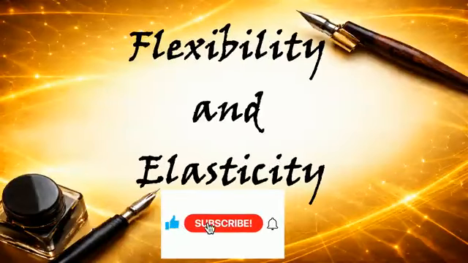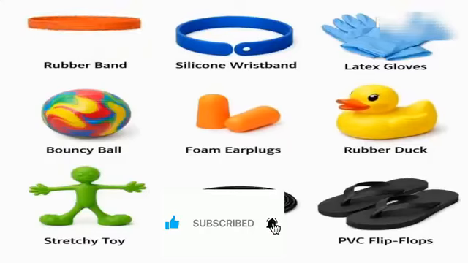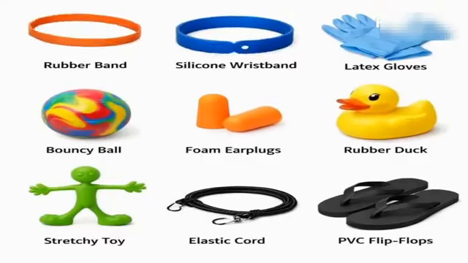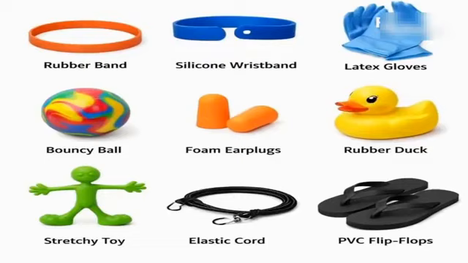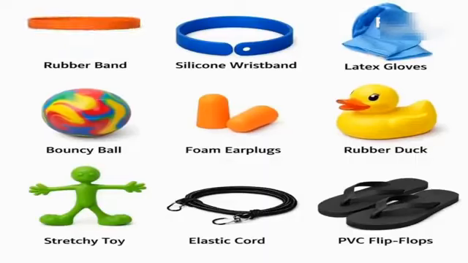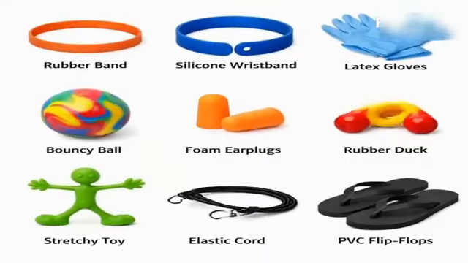Flexibility and elasticity. Some polymers are very flexible and elastic, which makes them able to bend and stretch without breaking. Such polymers are used for making flexible packaging films, elastic bands, and soft-touch materials like rubber.